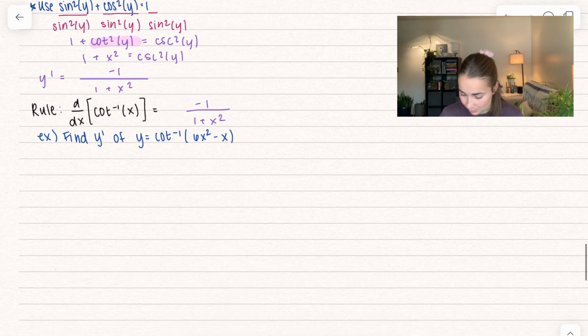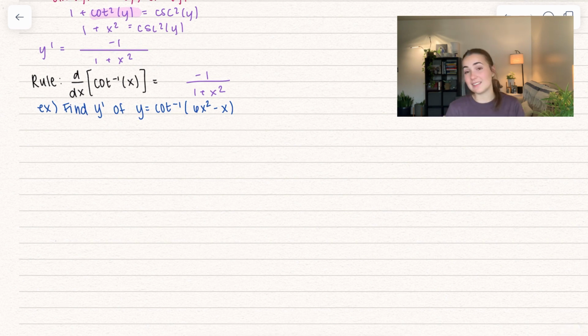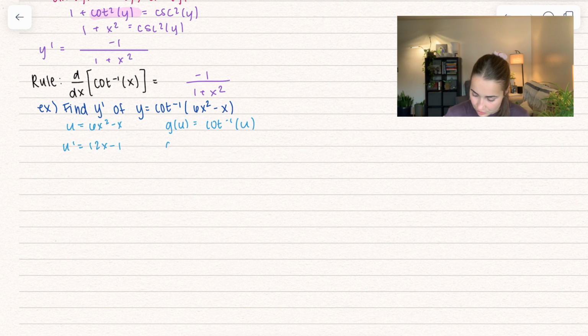So we have one more example so we can see this in action, and again, it's going to be chain rule. So I'm going to set my inside u equal to 6x squared minus x, and then my outside g of u is going to be inverse cotangent. Let's go ahead and solve for these derivatives. So I get u prime is equal to 12x minus 1, and then g prime of u is going to be our rule.